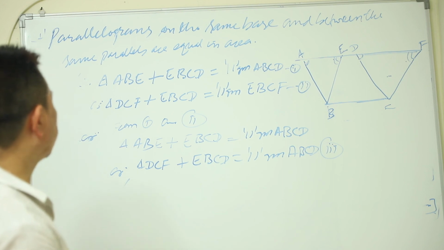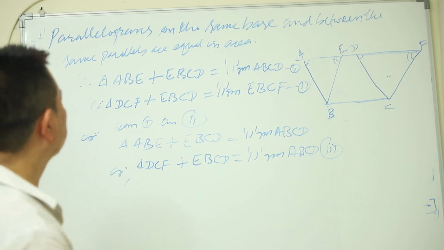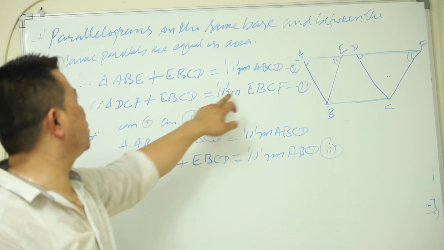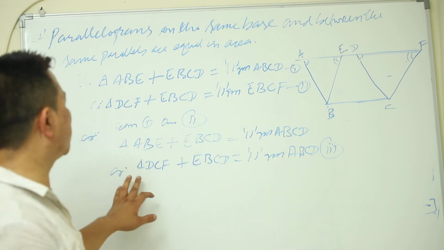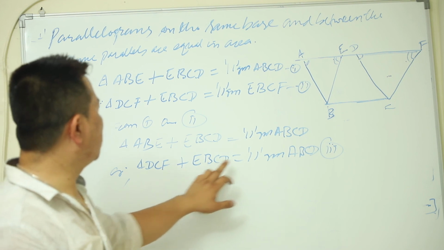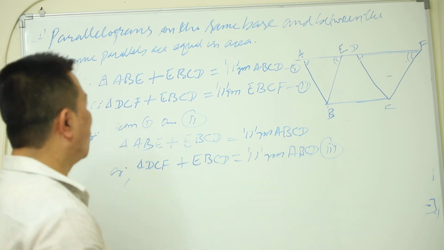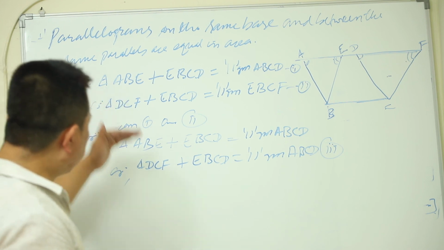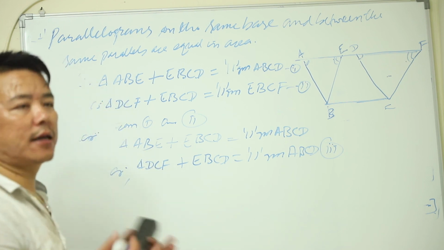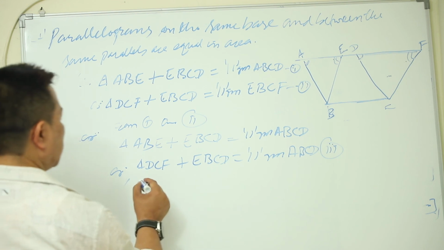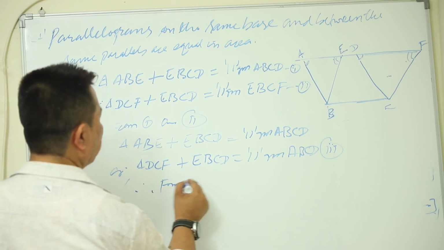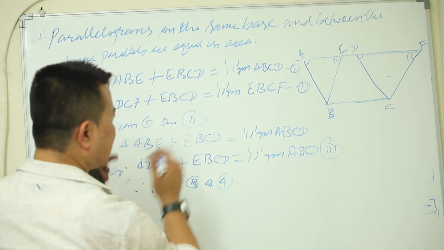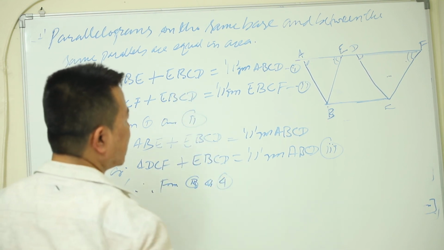Now, take equation number 2 and equation number 3. The left hand sides are equal. Equation number 2: triangle DCF plus EBCD is equal to parallelogram EBCF. And equation number 3: triangle DCF plus EBCD is equal to parallelogram ABCD. Now, what can you say from 2 and 3? The left hand sides are equal. So if their left hand sides are equal, then definitely their right hand sides are equal.